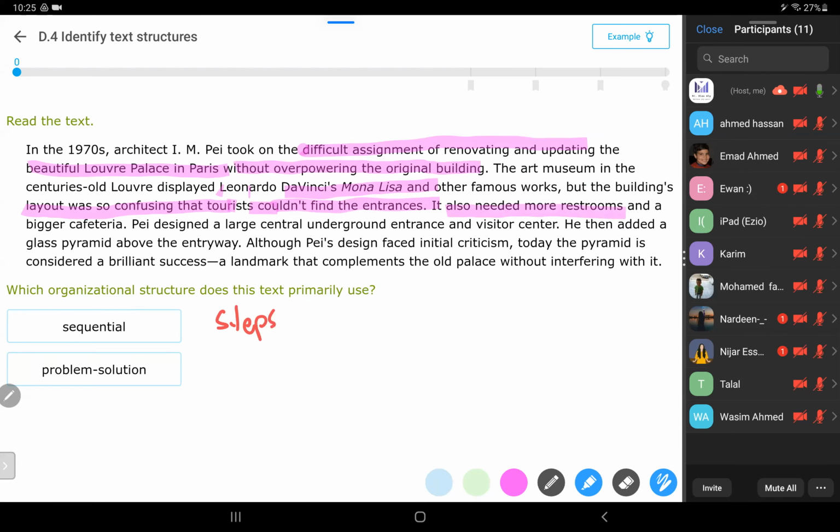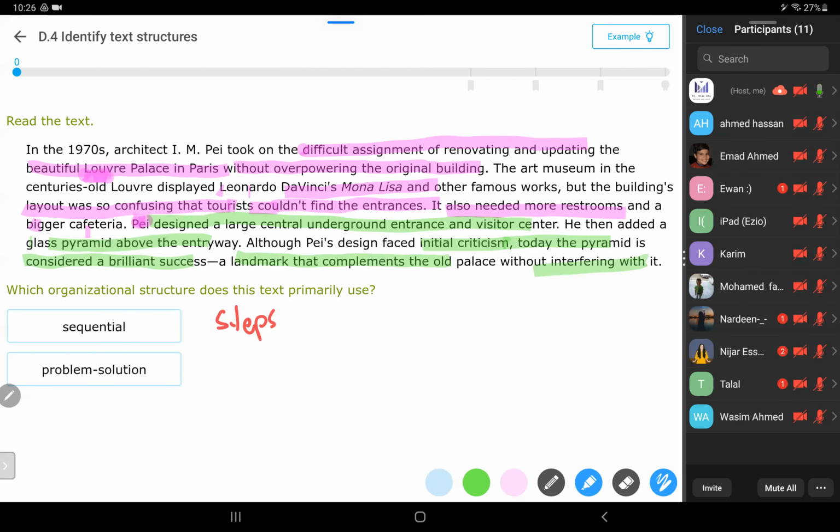So this is the old famous museum, the Louvre. It also needed more restrooms and a bigger cafeteria. Pei, the architect, designed a large central underground entrance and visitor center. He then added a glass pyramid. Although Pei's design faced initial criticism, today the pyramid is considered a brilliant success, a landmark that complements the old palace without interfering with it.